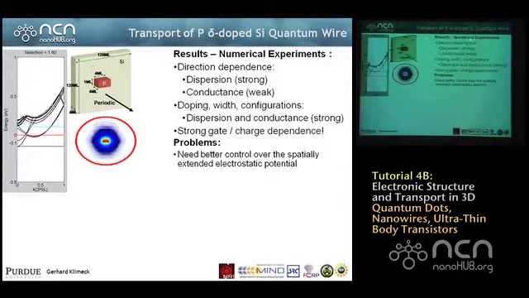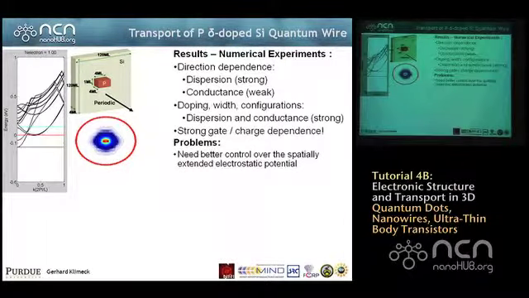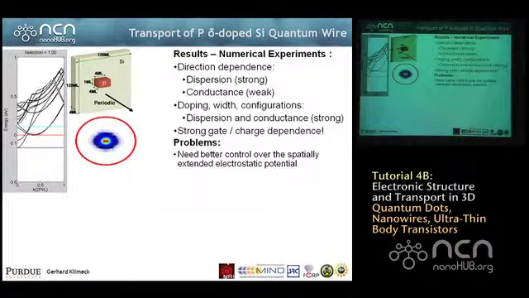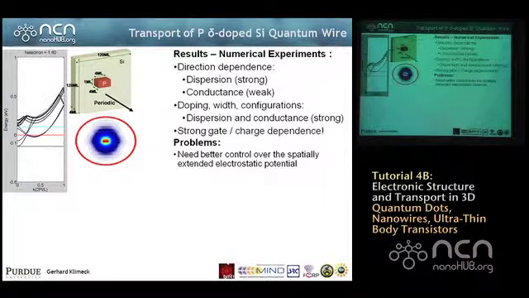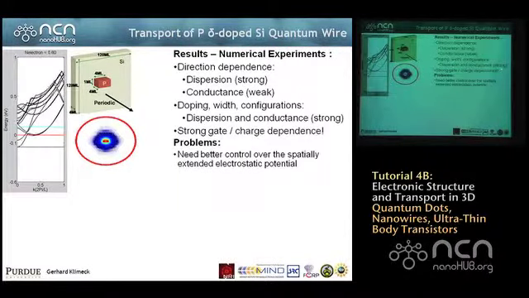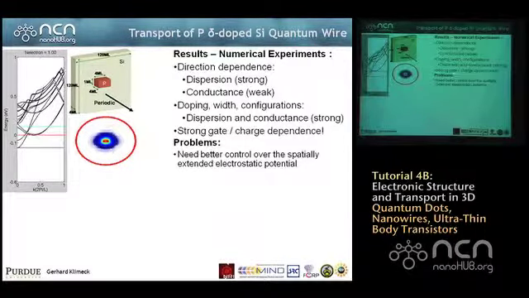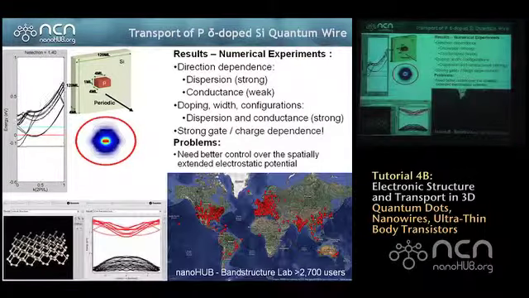So as numerical experiments, as Gedanken experiments, we can do variations against the direction dependence. The dispersion seems to be strongly dependent on it, but the conductance is actually weak, which is kind of surprising at first, right? It looks like the dispersion is very different, but the conductance at the Fermi level is the same. And we could study doping and width and configurations and find that the dispersion and the conductance are strong functions of the width and the doping. We still need to understand this charge control a little bit better, and the electrostatic potential.